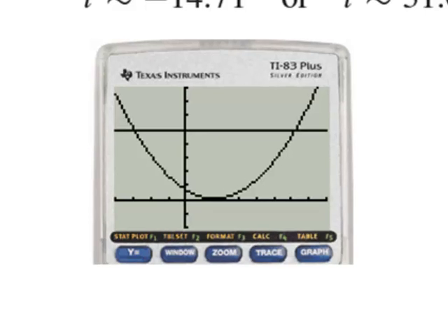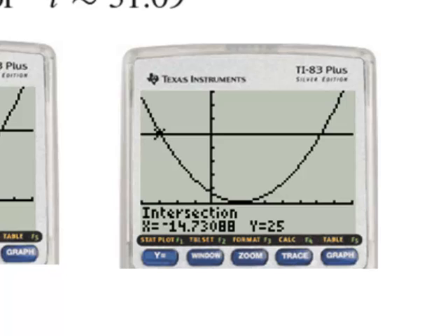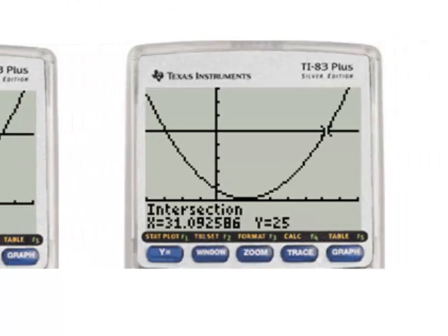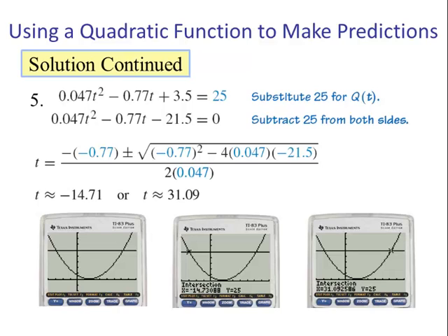To see this on the graphing calculator, this is the point of intersection on the left side, this is the point of intersection on the right side. This line here is when y is 25. Using the intersect feature just to verify these answers are correct, the calculator is telling me the point of intersection is x is -14.73 and y is 25. For the right one, x is 31.09 and y is 25. So we have verified graphically the answers to part 5.